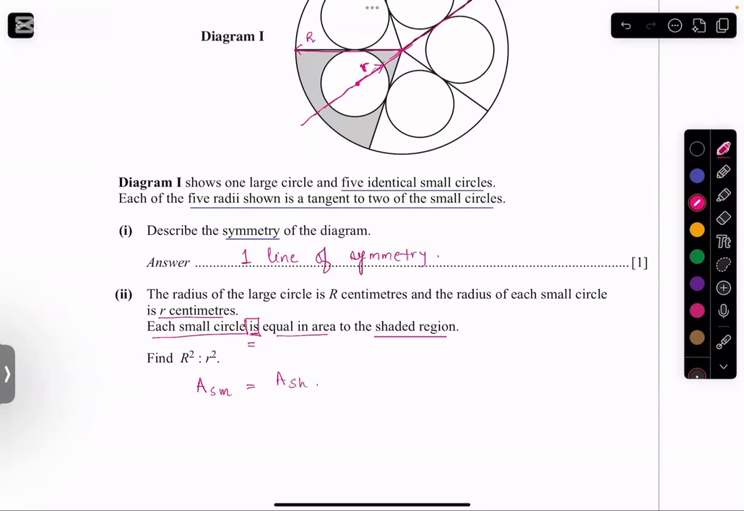So the area of the shaded region, what is the shaded region? It's this part here, which is actually shaded, right? How do I get the area of the shaded region? I can see that we have this sector here, and from this sector, if I subtract the area of the small circles, then only I will be able to get the area of the shaded region. So first thing is get the shaded region. For the small circle, I know it has to be pi r squared. That's no problem. But then what about the shaded region?